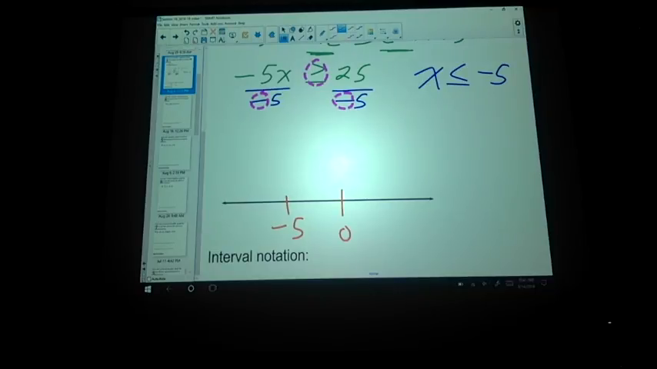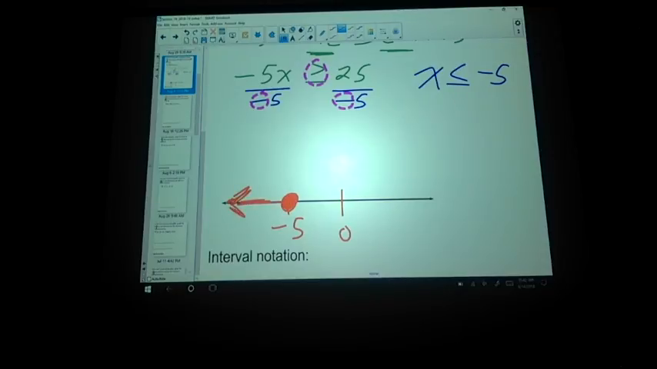Is it an open or a closed circle? Closed. Why is that? It's equal. Do I want values that are smaller than or less than negative 5 or greater than? Smaller. So I'm continuing to what huge number in the negative direction? Negative infinity. Negative infinity. Oh, you guys are awesome.